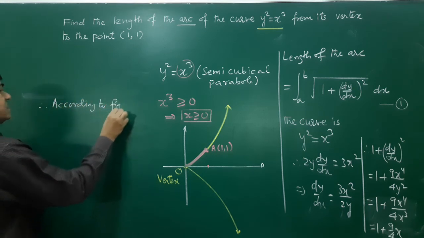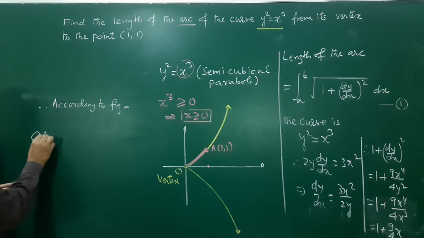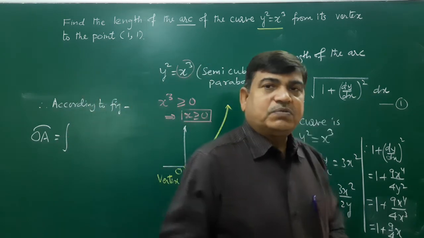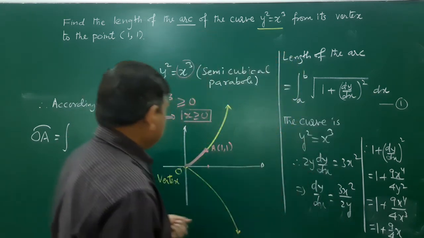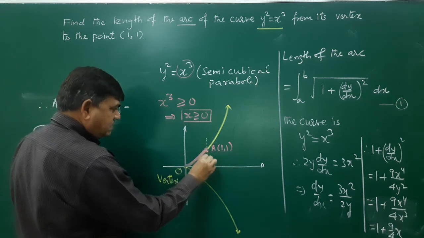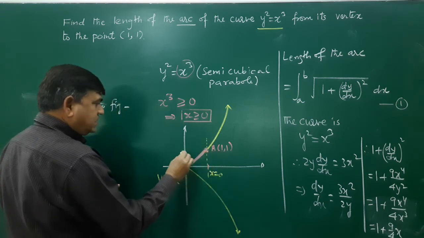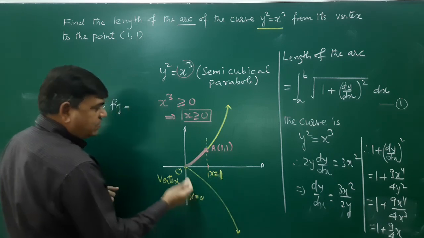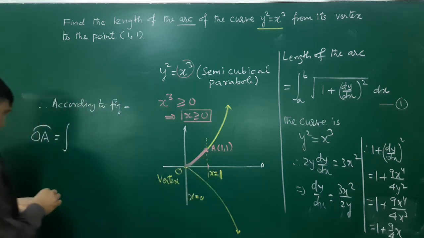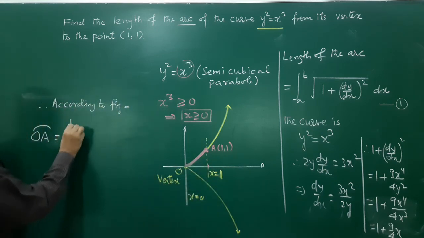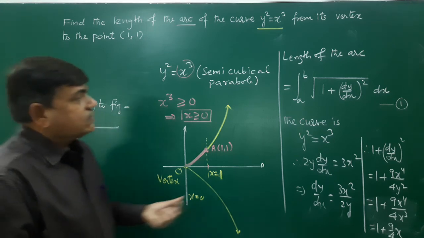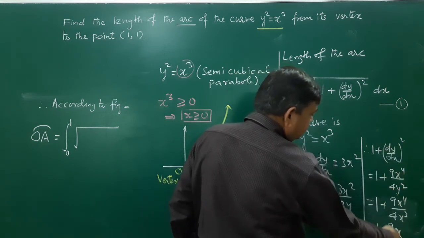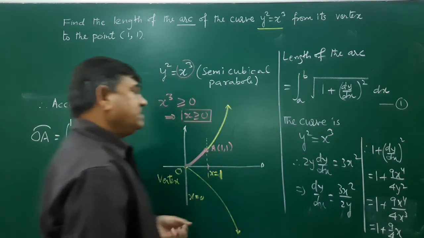Therefore, according to the figure, the length of the arc OA is the integration with respect to x. So we are interested in the limit of x. Here you see, x equals 0, x is 1, and here it is x equals 0. So the limit is from 0 to 1. So it is 0 to 1 under root of 1 plus (dy/dx) whole square, which we simplified and found to be 1 plus 9x by 4.